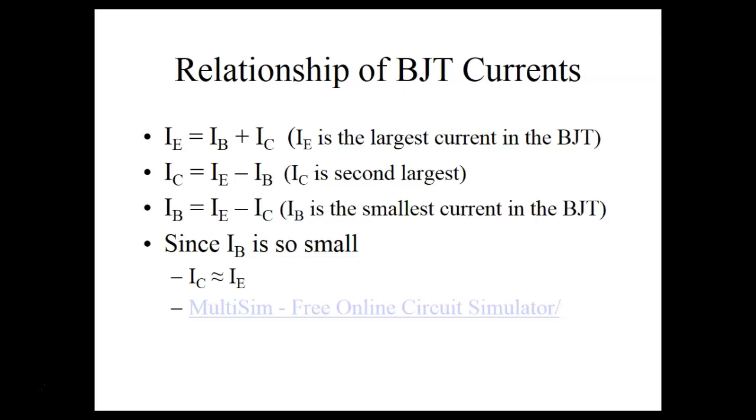Since IB is so small, for calculations, what we're going to do is say that IC is approximately equal to IE. And it's going to be very, very close.